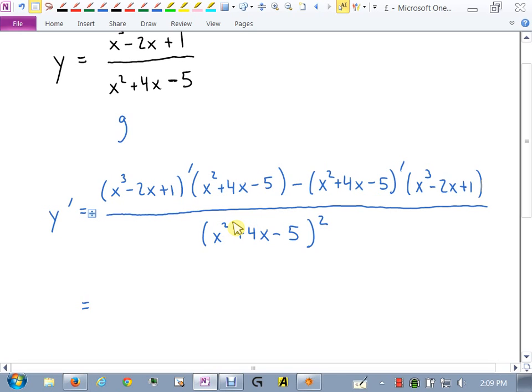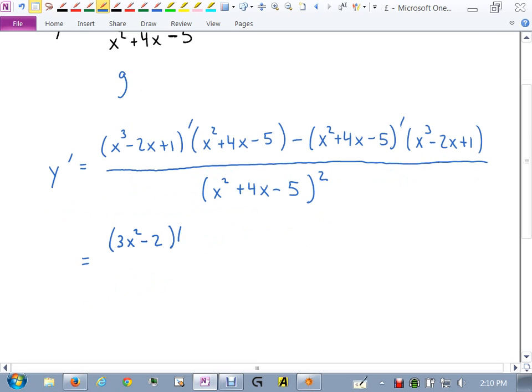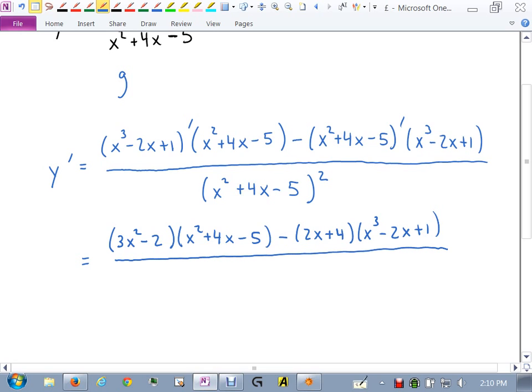Okay, derivative there, top left corner, is what? 3x squared minus 2. Anything else? Put in parentheses? Yes. And then the next piece, which you don't do anything with, minus, now I need another derivative. 2x plus 4, and then x cubed minus 2x plus 1. Don't change that one. All over the bottom squared.